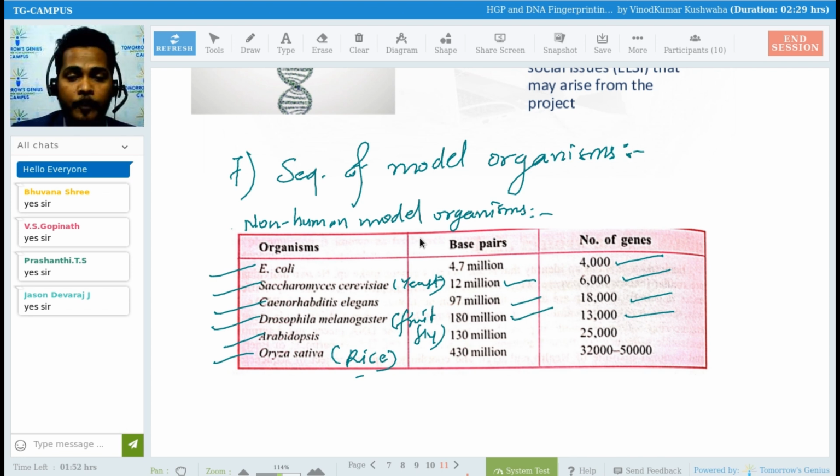Arabidopsis, which is about 130 million base pairs and 25,000 genes. And similarly rice, that is Oryza sativa, which has 430 million base pairs, near about 32,000 to 50,000 genes. So these are the names of the organisms, which is very important that you have to remember. This is called the non-human model organisms. Yes, hope this is clear to everyone. You have to remember each and every non-human model organism.